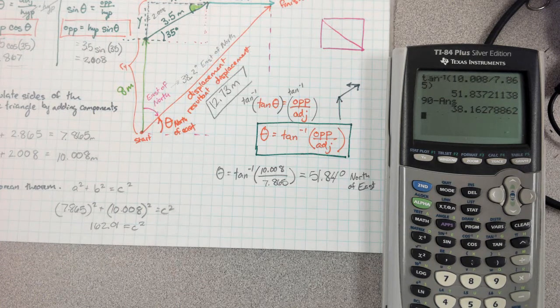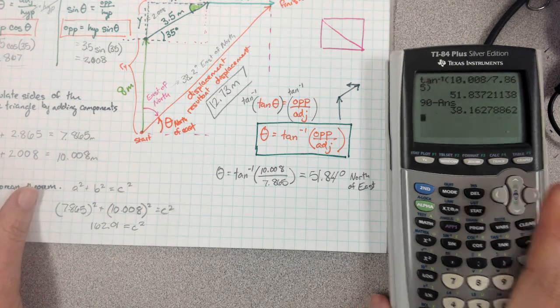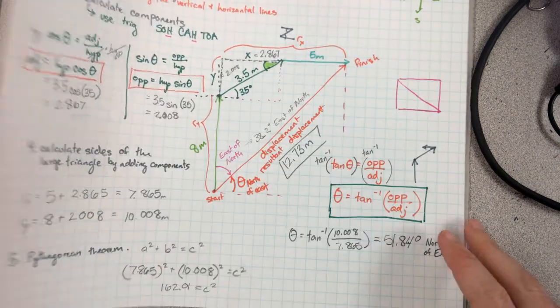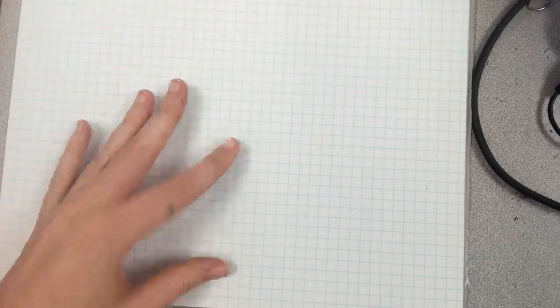So that's the long way to do it. That's the hard way to do it. There's an easier way to do it if you've got a protractor. So I'm going to show you how to do it with the protractor now.